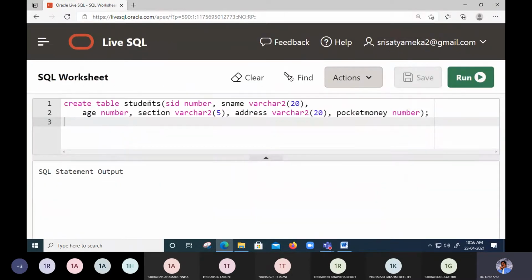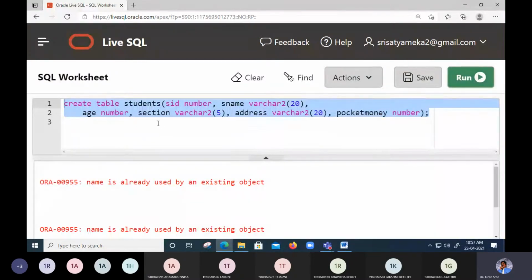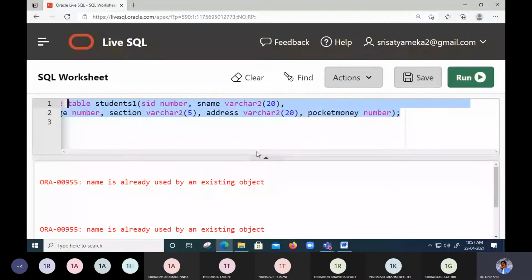Create table students with student ID, student name, age, section, address, and pocket money. These are the fields: one, student ID; two, student name; three, age; four, section. Section is nothing but A section, B section, and C section. Address is where they live, and pocket money is how much money they have. That is the table we are going to take up. The table name already exists as an object, so I can call it student 1.